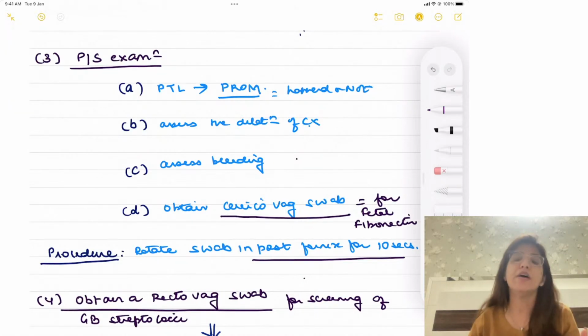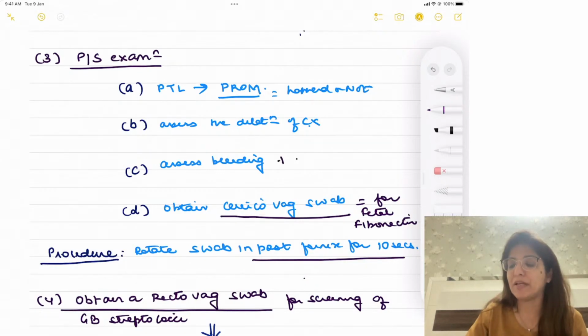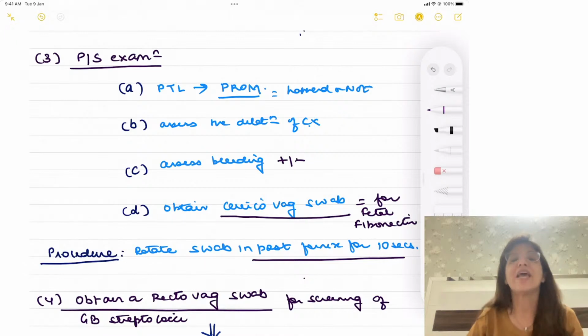You're going to rule out premature rupture of membranes. You're going to assess the dilatation of the cervix. You are going to see whether any bleeding is present or not. And you are going to obtain a cervico-vaginal swab for fetal fibronectin. Clear to all of you? Fetal fibronectin protein, the swab has to be taken from the posterior fornix after rotating for 10 seconds.